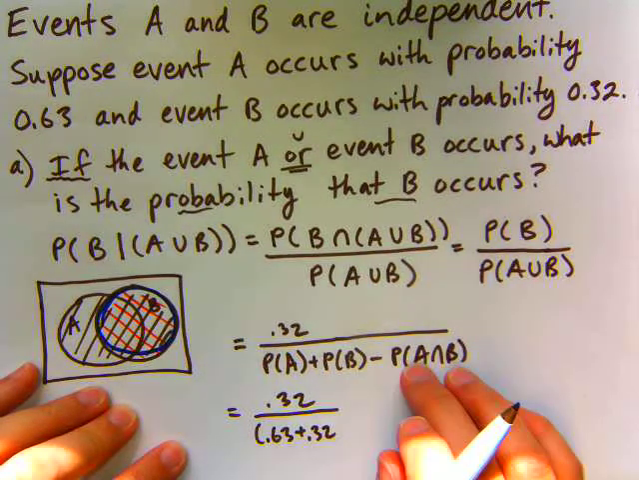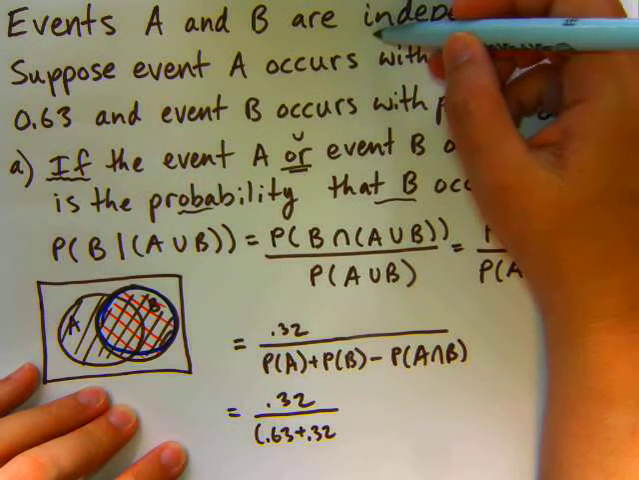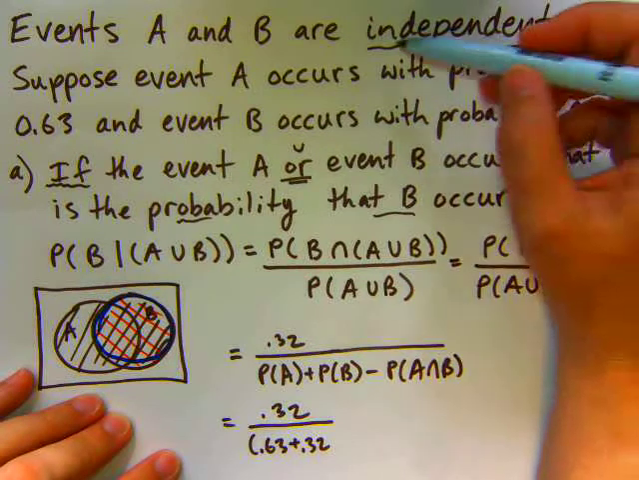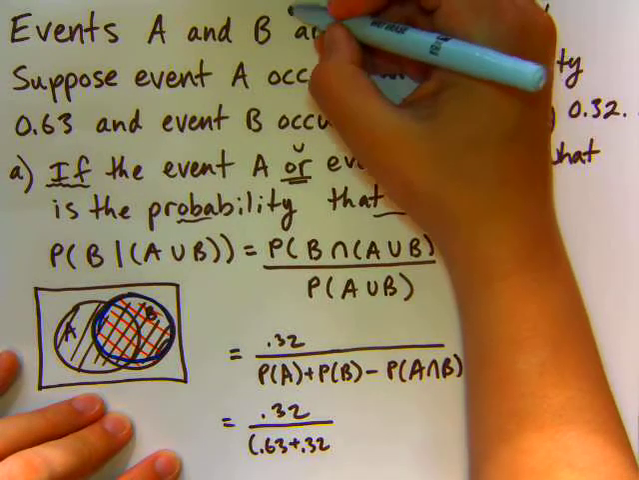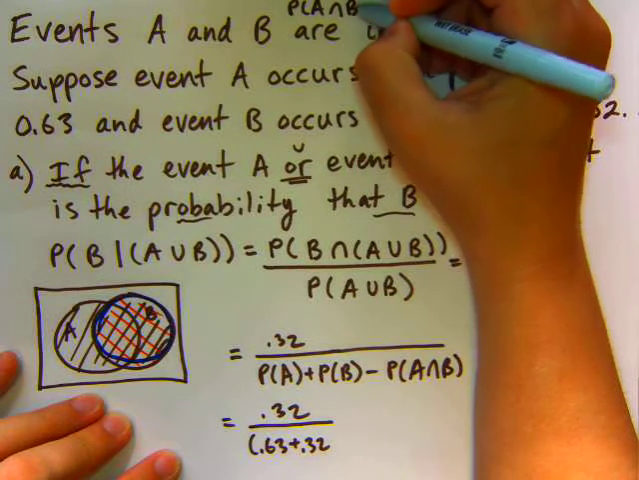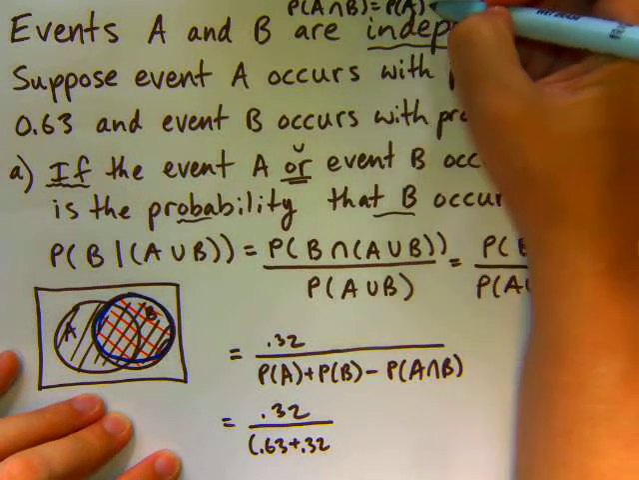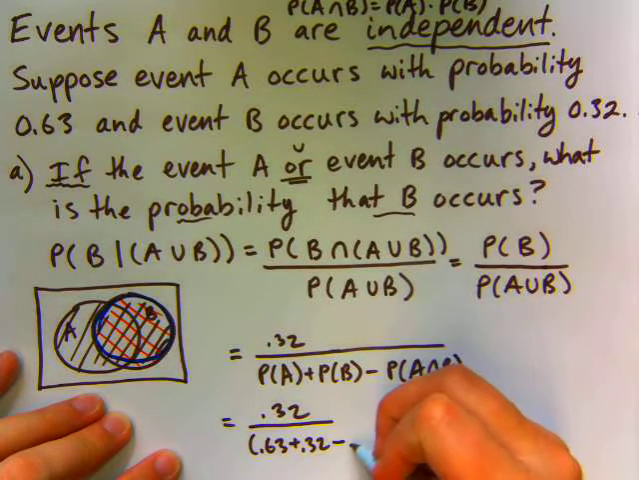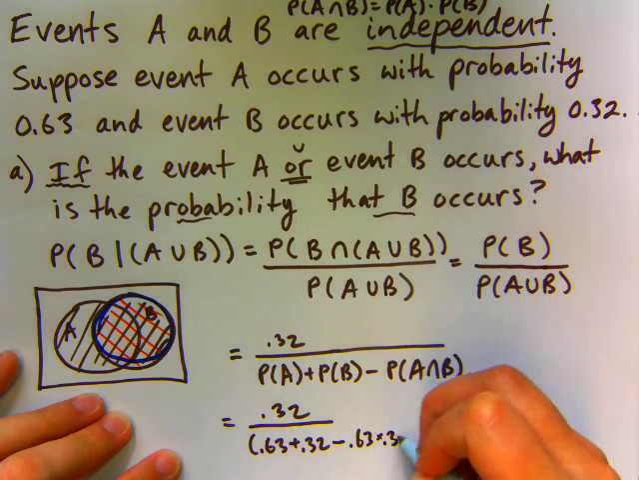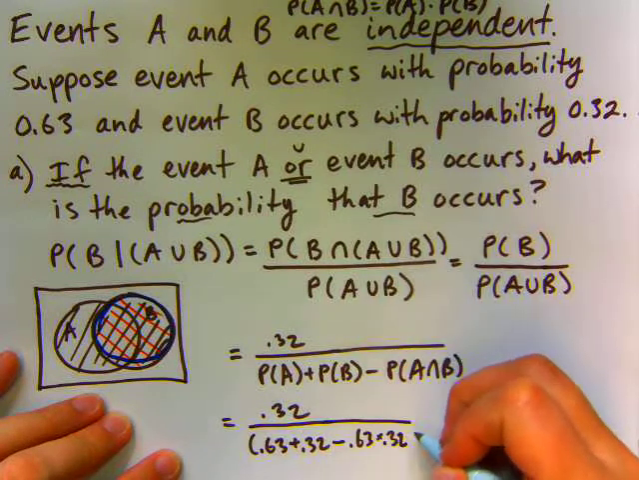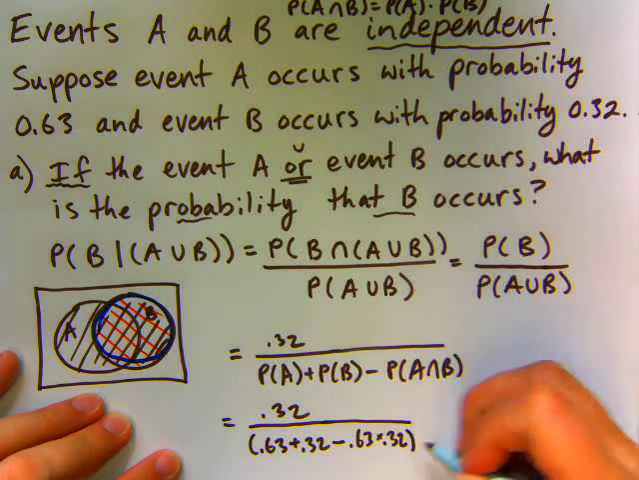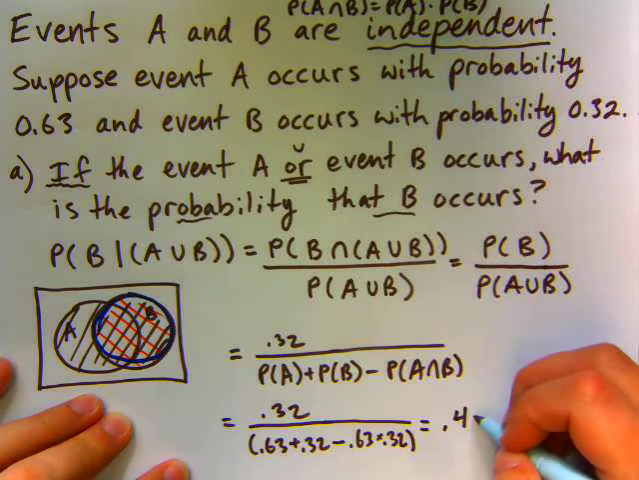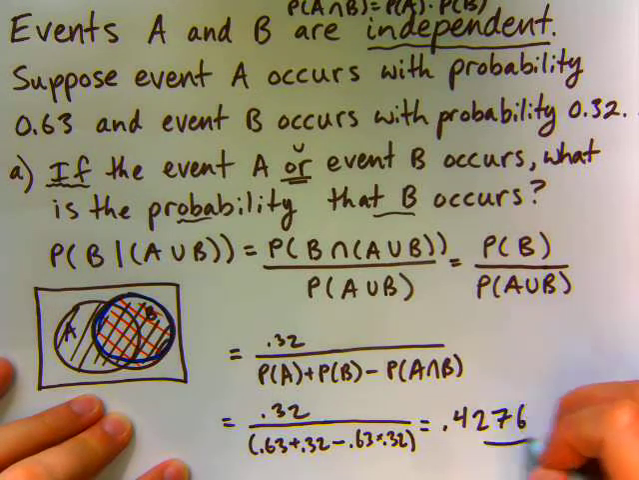Now, you can only do this next step because it specifically states that these two events are independent. When two events are independent, by definition, the probability of A intersect B equals the probability of A times the probability of B. So we can replace this piece in here with 0.63 times 0.32. And again, you can only do that if it specifically states beforehand that they're independent. And if you slide that down, it gets to be 0.4276, and that would be your answer.